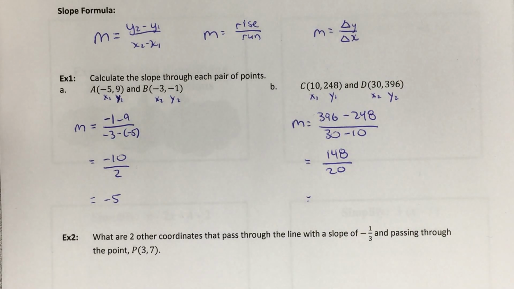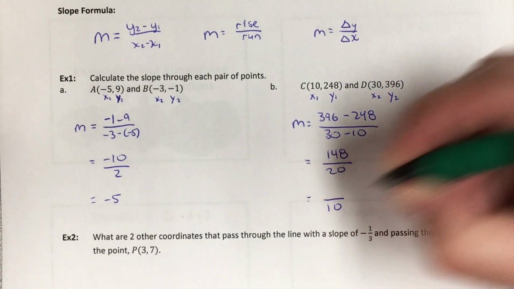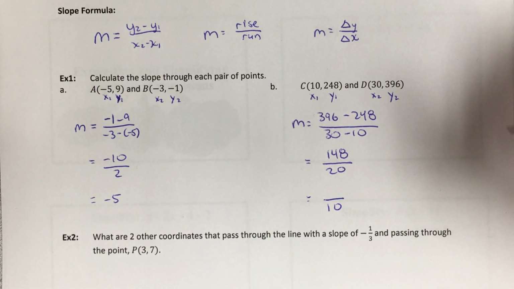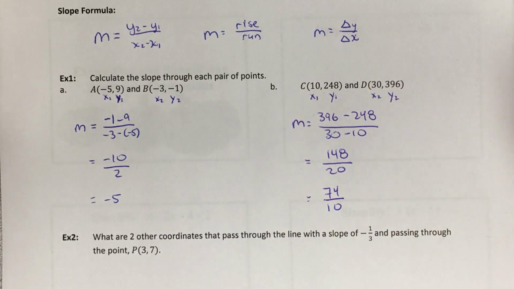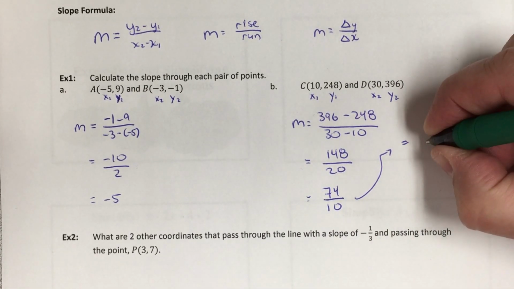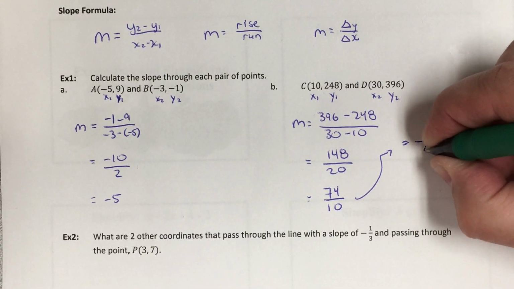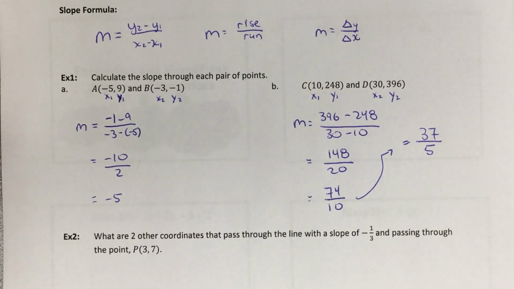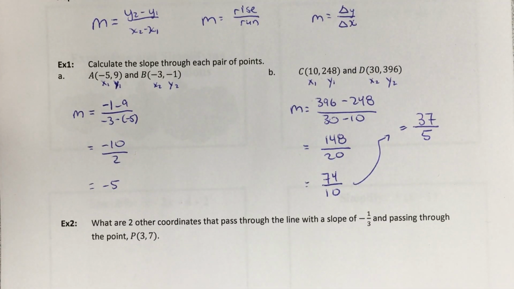So they both divide by 2. So the bottom would be 10. 148 would be 74. Oh, they reduce more. They both divide by 2 again. So it would be 5 on the bottom, 37 on top. So the slope would be 37 over 5.